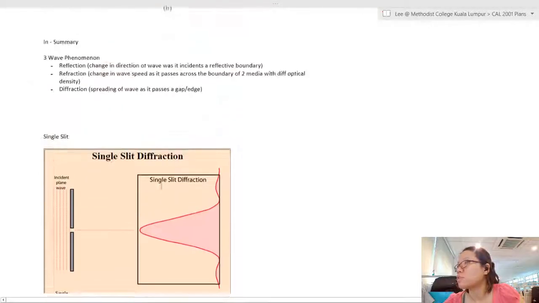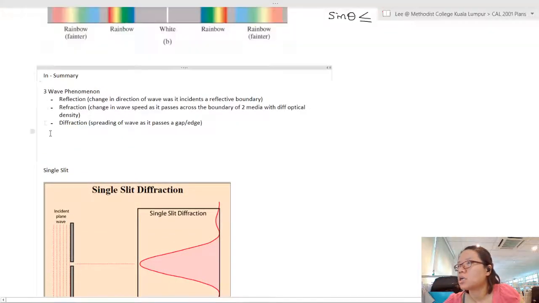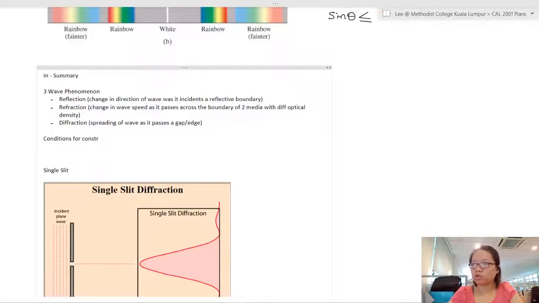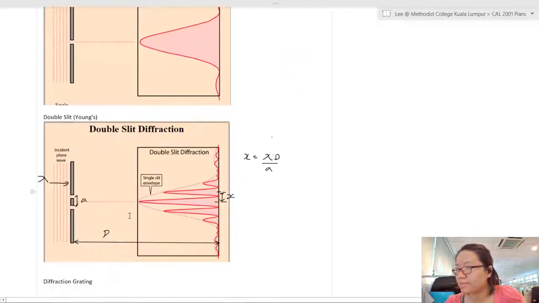And of course, please don't forget the conditions for constructive and destructive interference. I don't even want to call this interference already. It is just a form of diffraction.